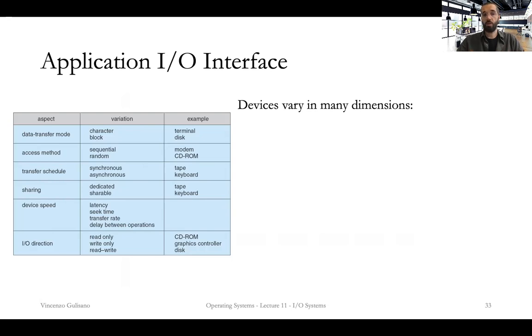You have devices that can be shared and devices that cannot be shared. They are dedicated. They can only be used by one process at a time, or one task at a time. Of course, they have different speeds, and so you have different latency and seek time, for example, if you are using a rotating disk or an SSD. You can also classify them based on the direction of the input-output, so whether they are only input, only output, or if they can do both.